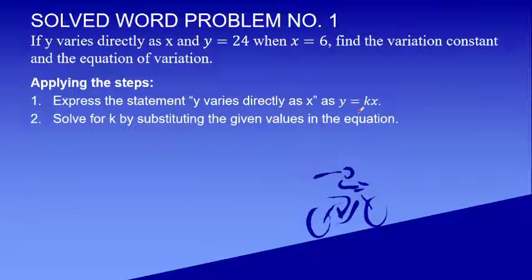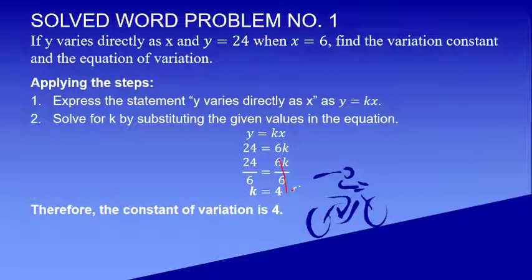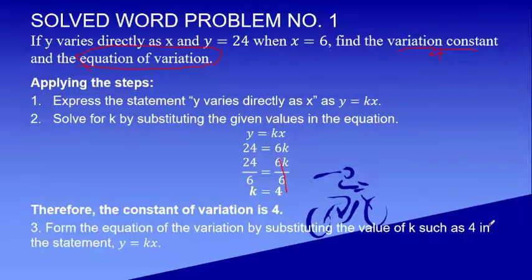Solve for k by substituting the given values in the equation. Here, then 24 equals 6k, then 24 divided by 6 and 6k divided by 6. So, syempre, cancel natin to. k equals 4. Therefore, the constant of variation is 4. So, nahanap na natin ang variation constant such as 4. Then, ano next target natin? Find the equation of variation. So, simply, just substitute 4 as k is equal to 4 here.